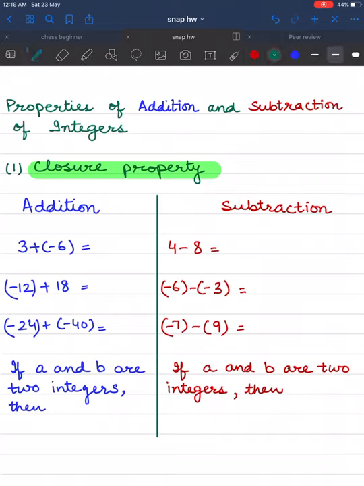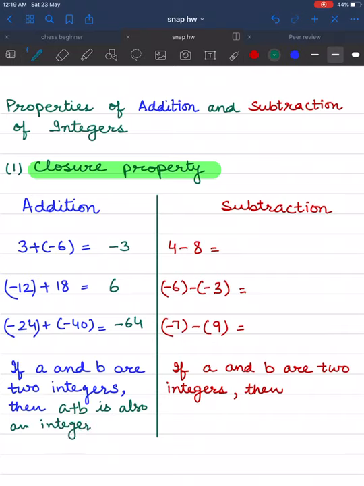Now 3 plus minus 6 is minus 3. Minus 12 plus 18 is 6. Minus 24 plus minus 40 is minus 64. Thus on adding we get an integer. In general, if a and b are any two integers, then a plus b is also an integer. Thus integers are closed under addition.